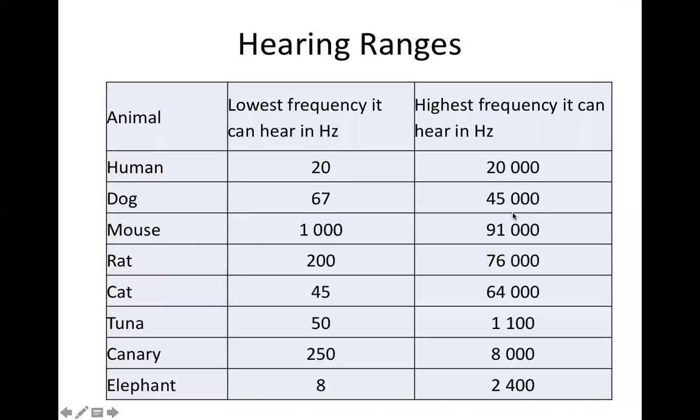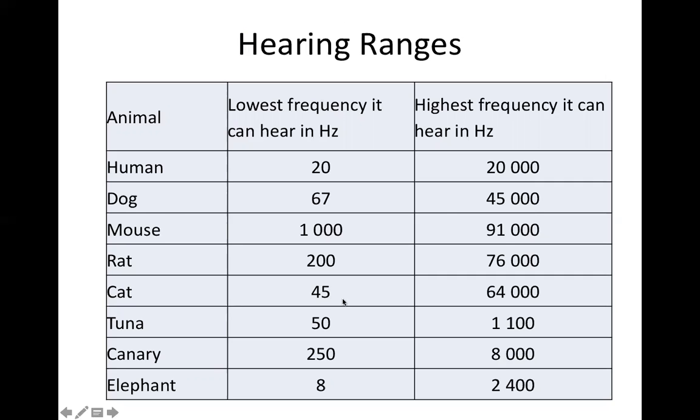A dog can hear up to 45,000 and more. The highest is a mouse. The mouse can hear a very high frequency. And in this range, the lowest is a tuna fish. A tuna fish cannot hear a very high pitch. So this is the hearing range of humans and also different kinds of animals.